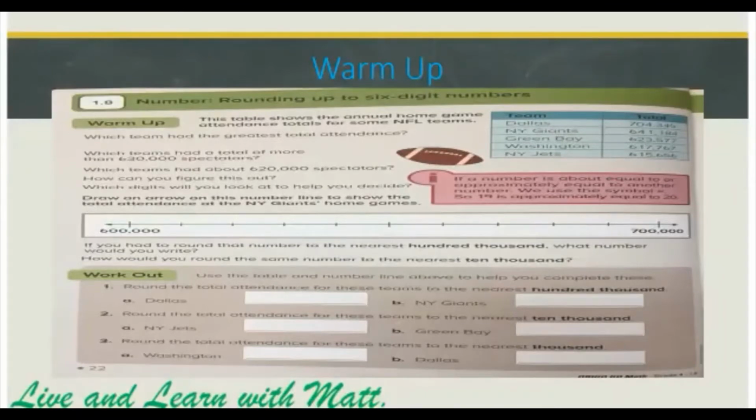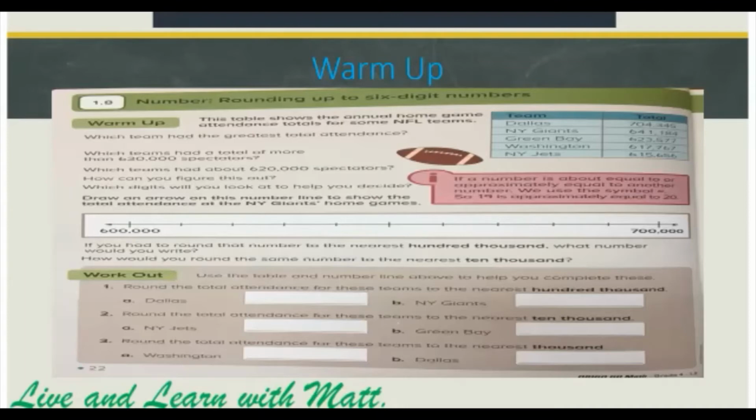This table shows the annual home game attendance totals for some NFL teams. So we have the Dallas, the New York Giants, the Green Bay, the Washington, and the New York Jets. So which team had the greatest total attendance? We can see it is the Dallas. They've got 700,000.